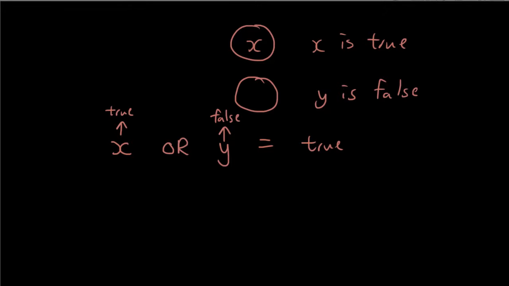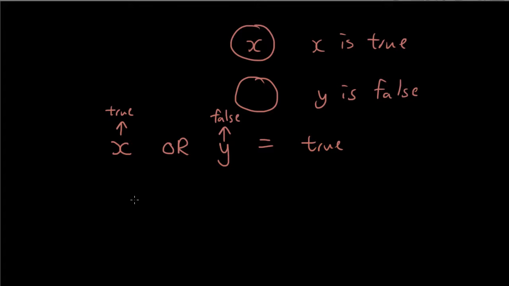So why is that? The OR operator basically says if either of the operands is true, so if x is true or if y is true, then the answer is true. What about if both of them are true? Yes, the answer is true as well. The only time x or y would return false is when x and y are both false.